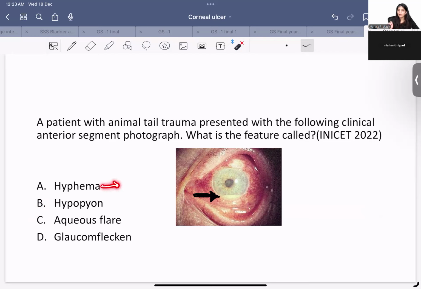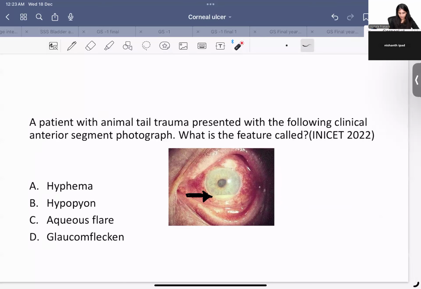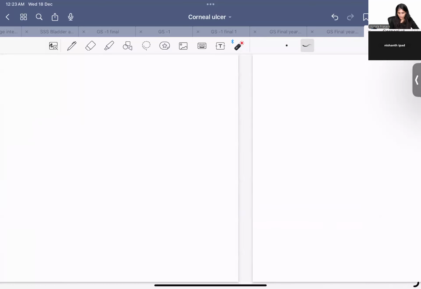Hyphema means blood in the anterior chamber. That is not the correct answer. Aqueous flare is usually seen in slit lamp, not in this clinical picture, and is seen in uveitis more. Glaucoma flecken is seen in another condition, it is not this. Okay, it's a cataractous condition, it is not this. Then we move on to the next question.